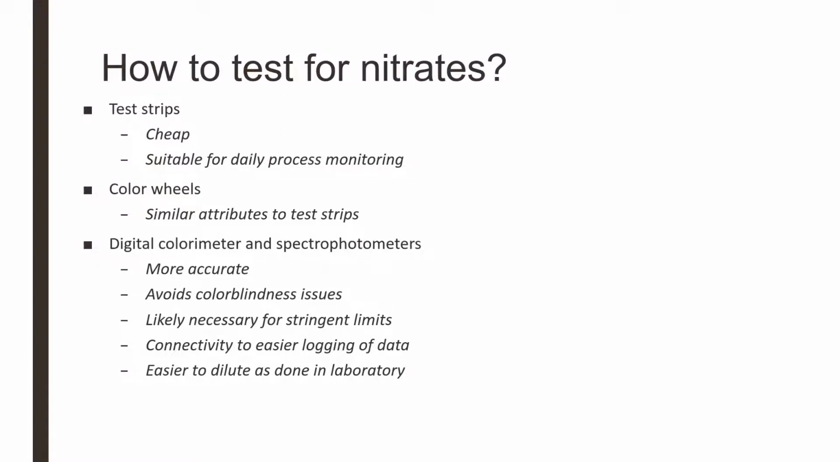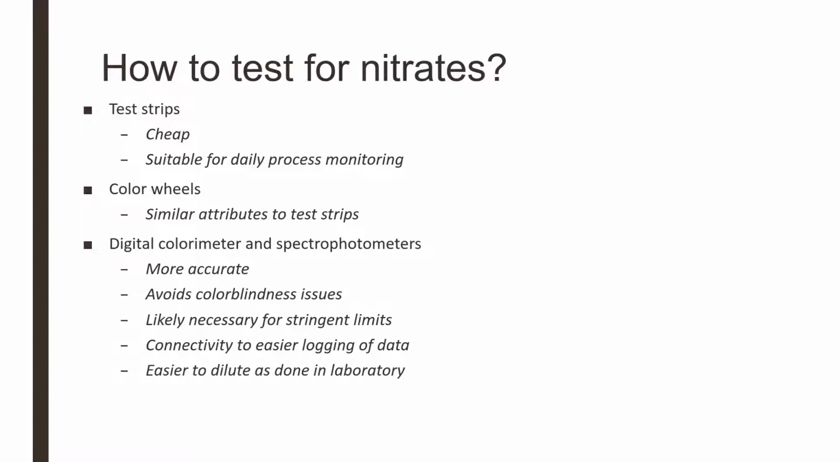You are likely to need something a little more accurate if you have really stringent limits on your plant. So depending on the driving forces for nitrate removal, the colorimeter or spectrophotometers that give a digital readout are probably better suited. Many of these test apparatuses can connect to a computer, so you can pull down the information really easily. You can store past tests. There's time and date in some of them. A lot of benefit for record keeping in this.